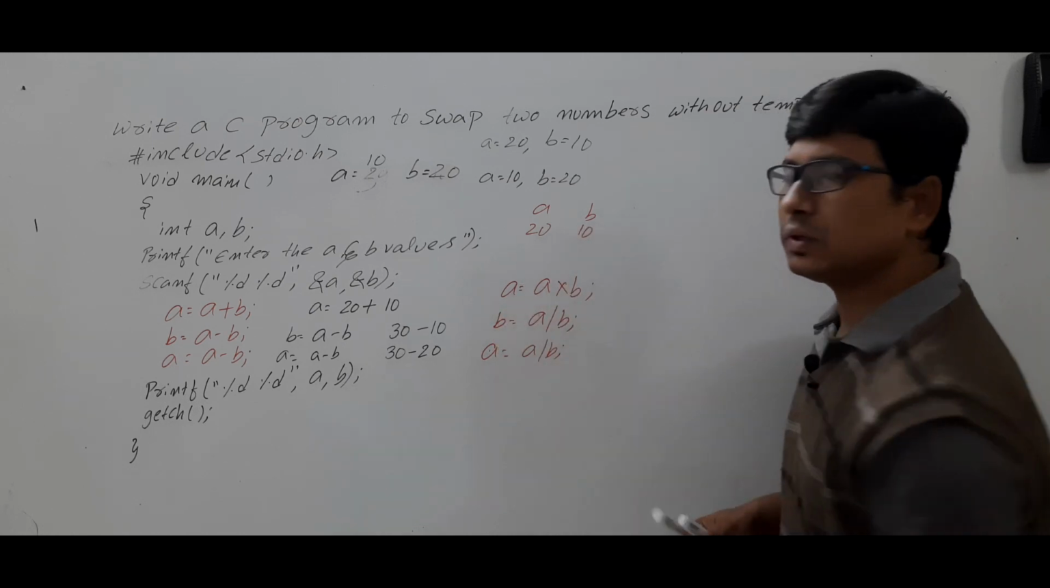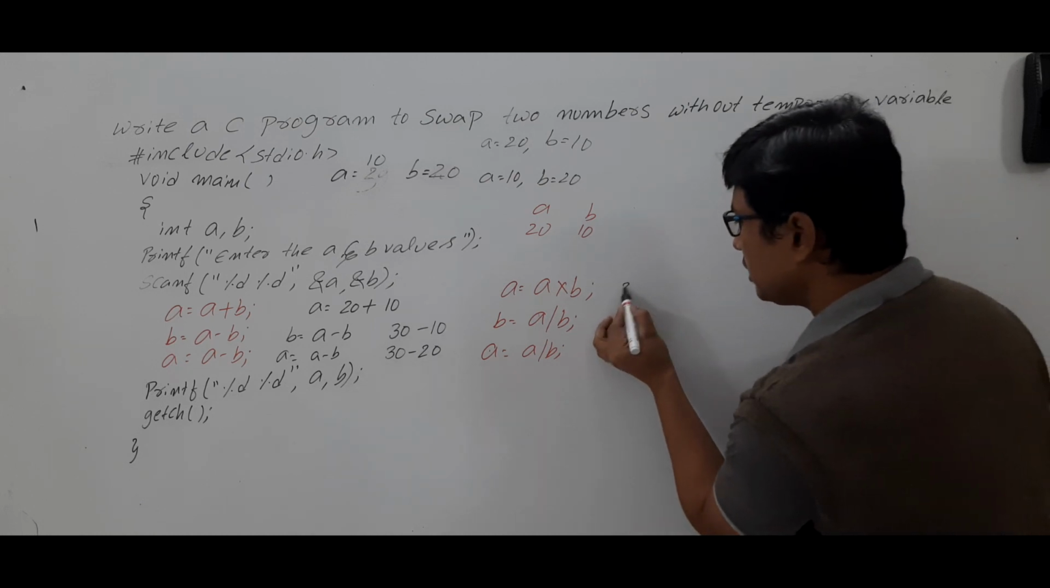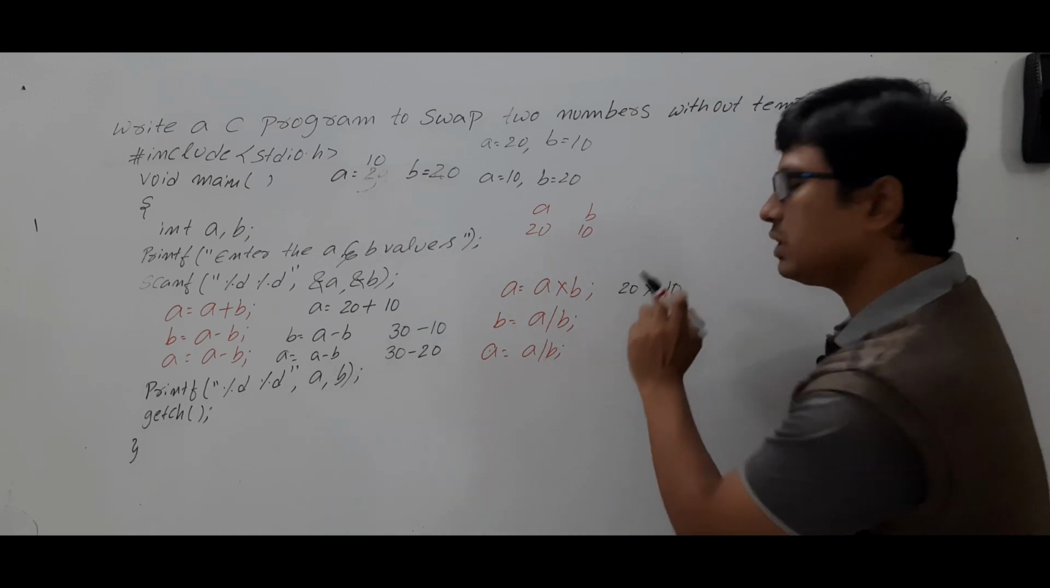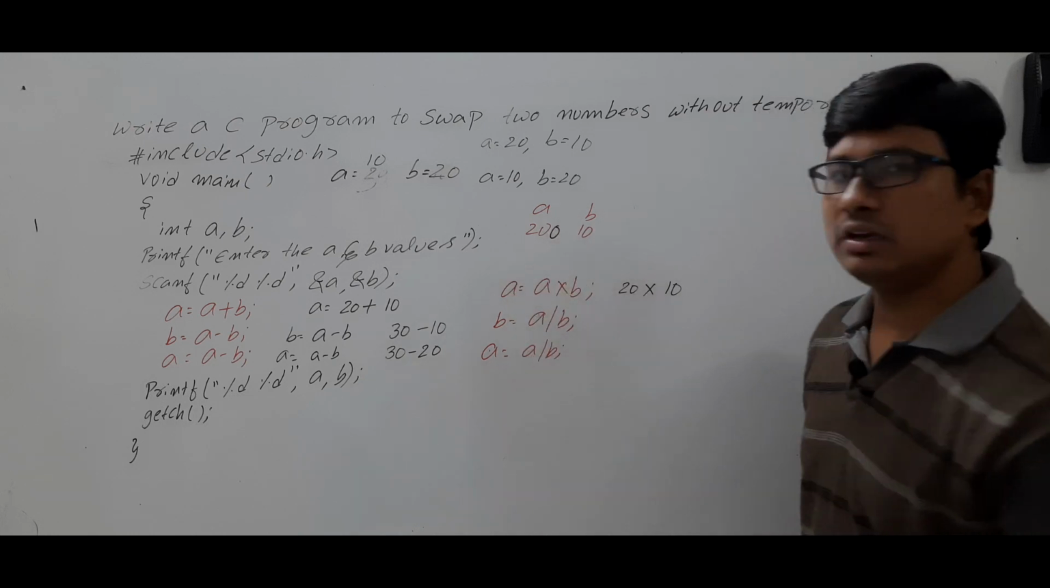Now A is equal to A into B. What is the A value and what is the B value? A value is 20 and B value is 10. So you are getting 20 into 10, 200. That 200 will be stored in the variable called A.